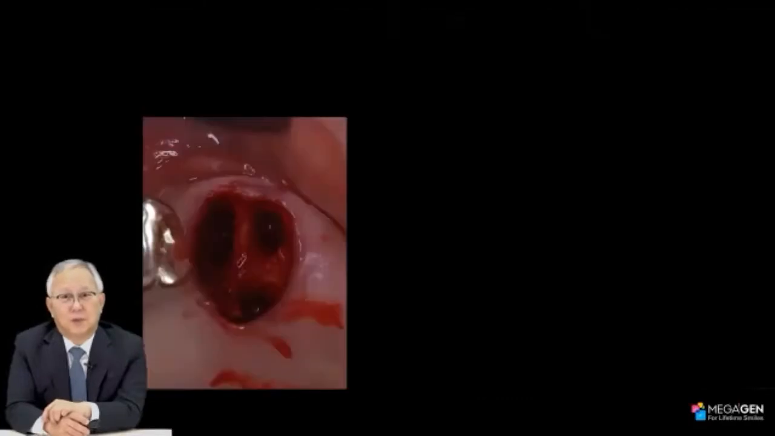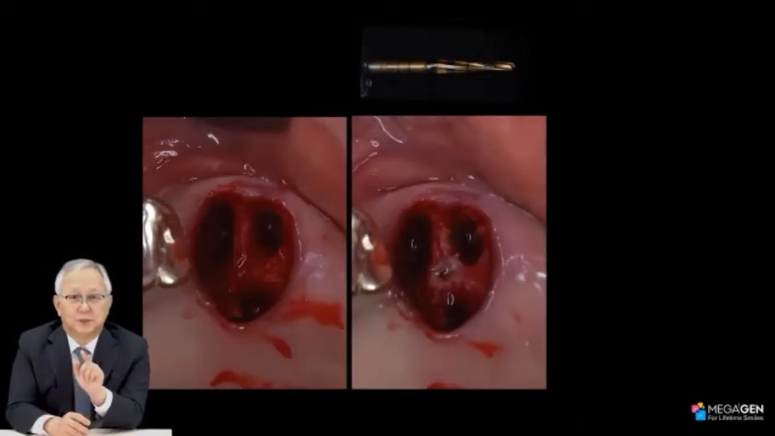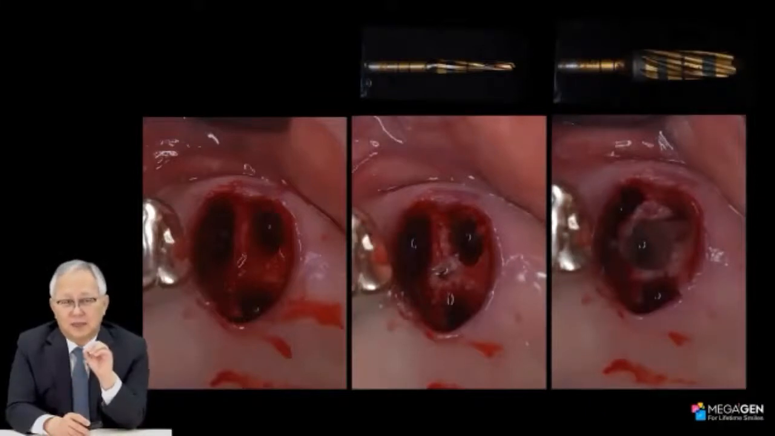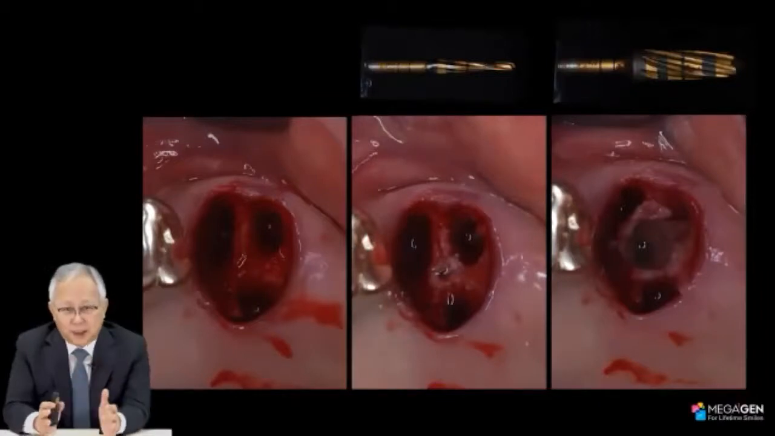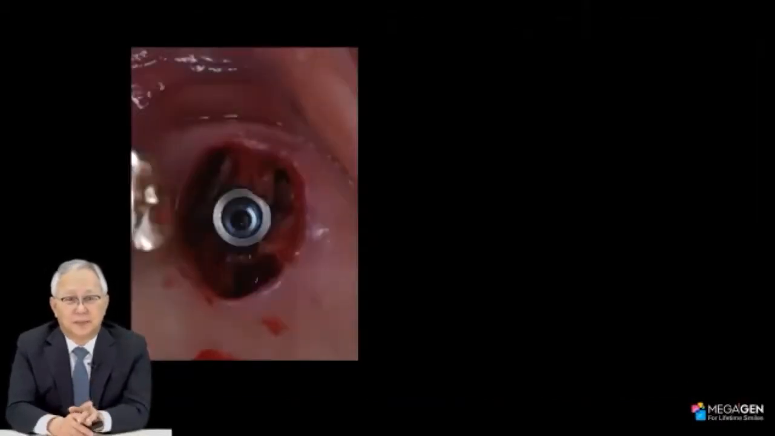So how can we manage? With Densah Bur, it's very simple. Just use step-by-step Densah Bur, counterclockwise, of course. Then it can condense the loose bone and expand the septal bone, and it can even increase the height of available bone. So how easy it is, right? Then place the implants.